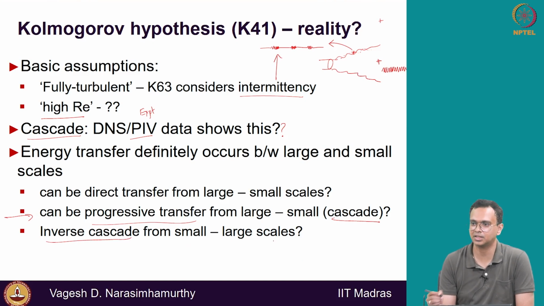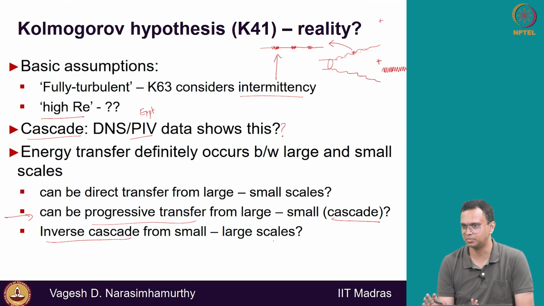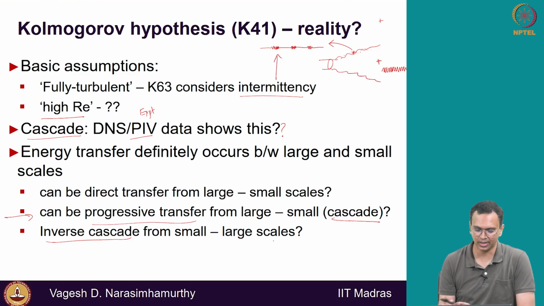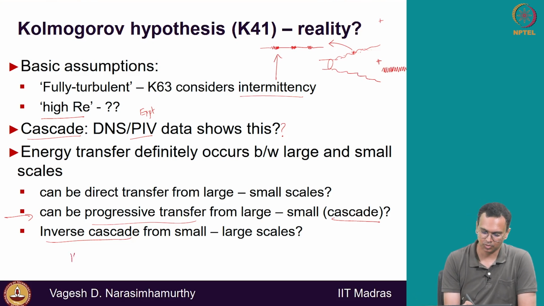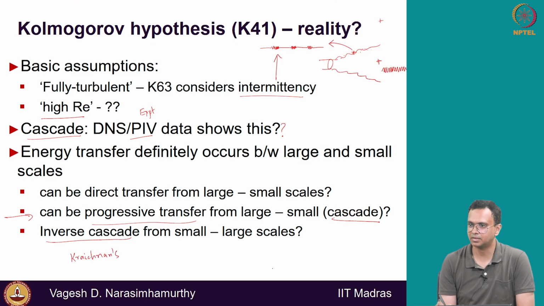Why not the small scale give back energy? This is debatable. I think it is being seen in certain flows, not in all types of flows. Maybe in one or two problems you can actually see this, what is called an inverse cascade. So at least it challenges this universal theory from Kolmogorov, right? This is what is called Kraichnan's inverse cascade. So it challenges this progressive transfer idea.